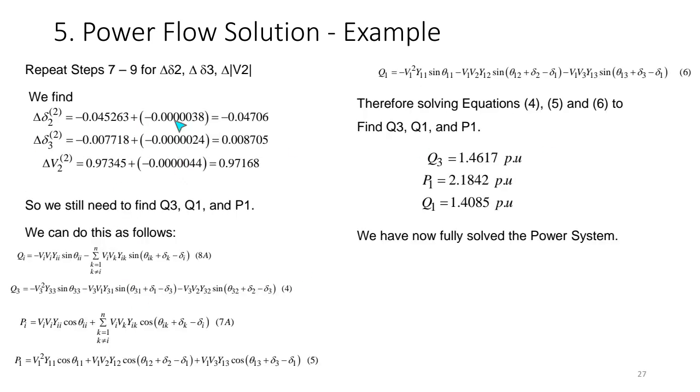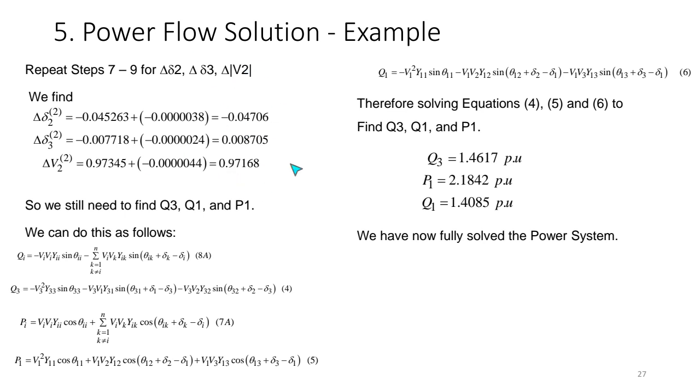Like in the last iteration, if you look here, in the bracket, the delta delta, you can see 1, 2, 3, 4, 1, 2, 3, 4, 5. It means this is 10 power minus 5, and this is also 10 power minus 5, and 10 power minus 5. Then it means all three values, delta delta 2, delta delta 3, and delta V2, are within tolerance. So this is your final solution, and we can say the load flow solution is converged here.